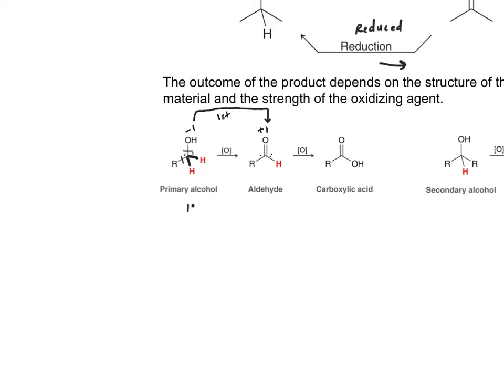But this aldehyde is also susceptible to oxidation, right? So it can be oxidized farther depending on the reagents that we use. So this is a second oxidation to a carboxylic acid. A carboxylic acid has an oxidation state of +3, right? So overall, we have a 2-electron oxidation here, and then another 2-electron oxidation to a carboxylic acid.